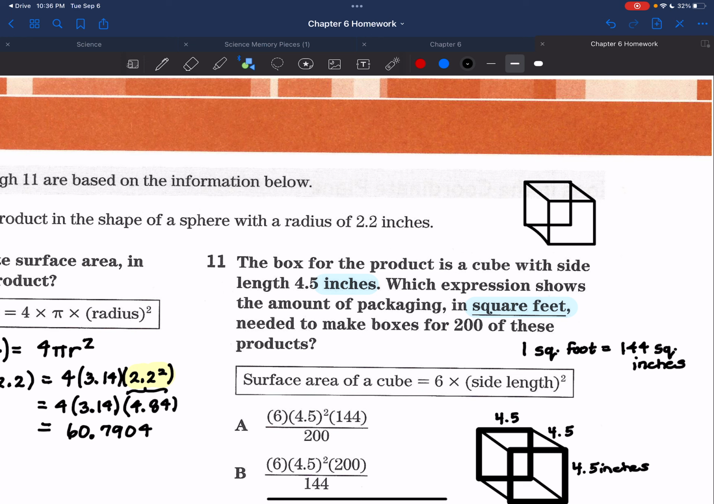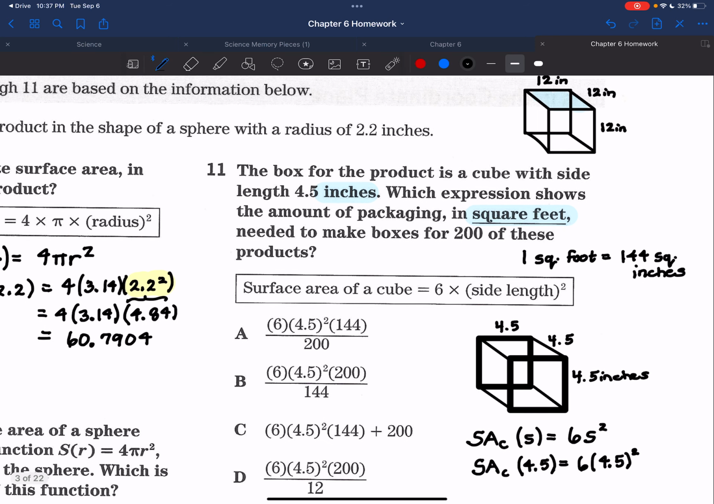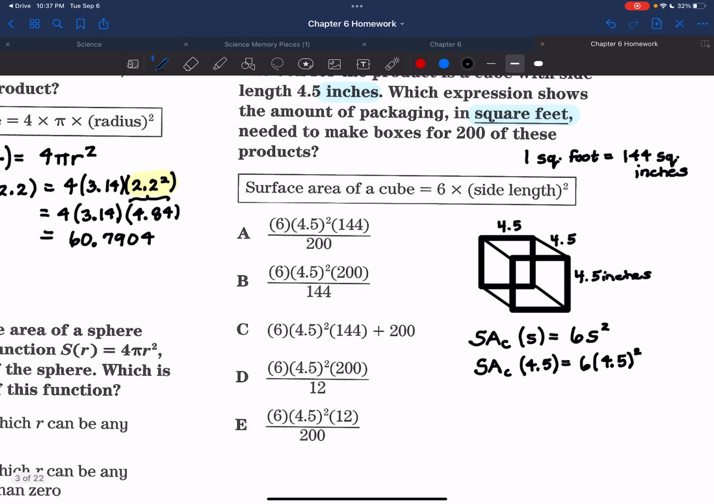How many inches are in 1 foot? 1 foot is 12 inches. So a square foot, in other words, a square that's a foot long and a foot wide, is 12 times 12. That's 144 square inches.